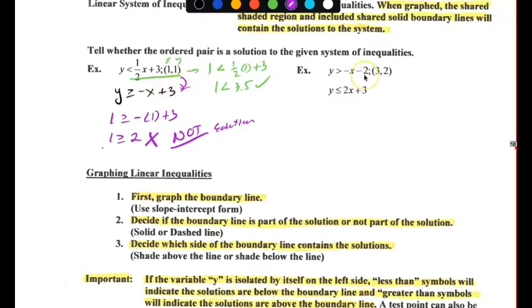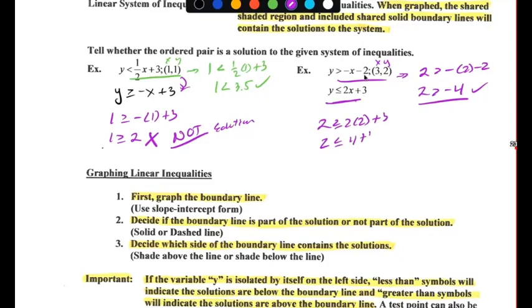If we try this one here, same idea. Here's my x, here's my y. Plug it into the top. 2 is greater than negative 2 minus 2. I get 2 is greater than negative 4. Plug into the bottom one. 2 is less than 2 times 2 plus 3. So 2 is less than 4 plus 3. 2 is less than 7. That is true. It's true for both. This is a solution.